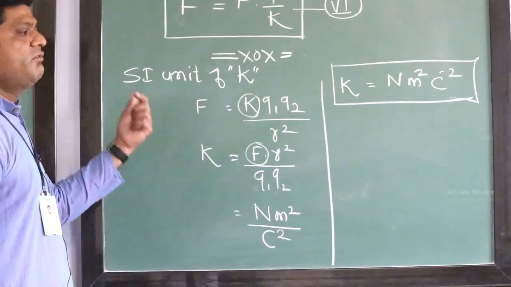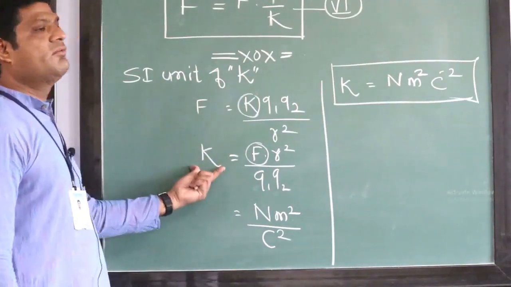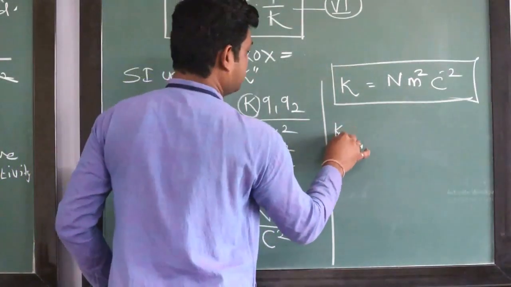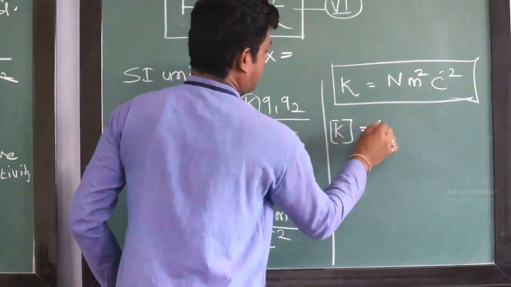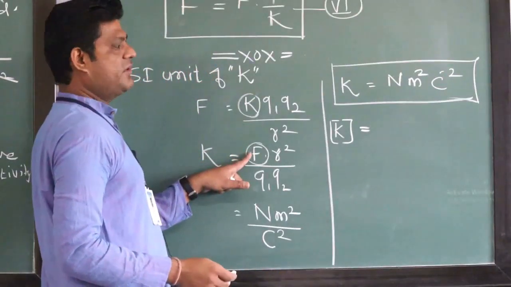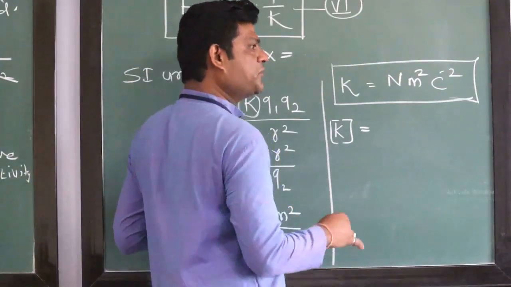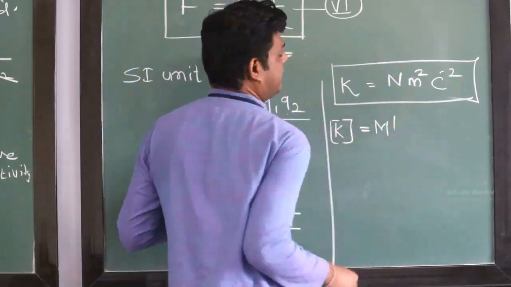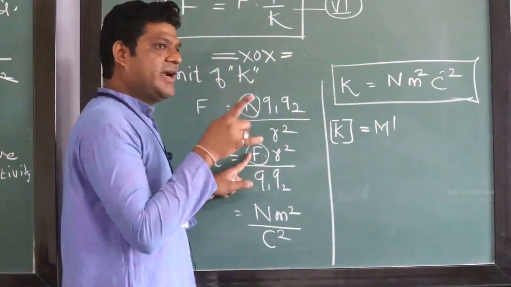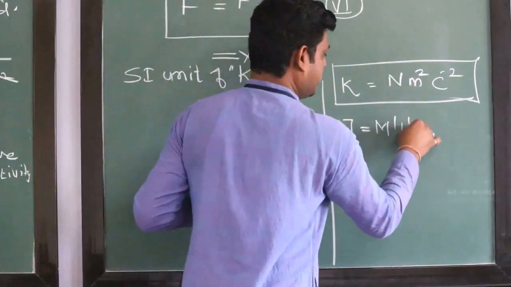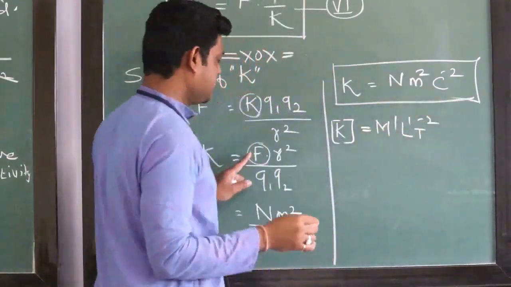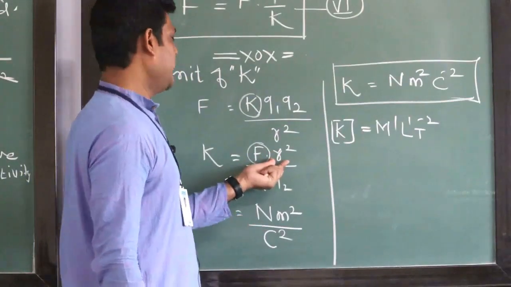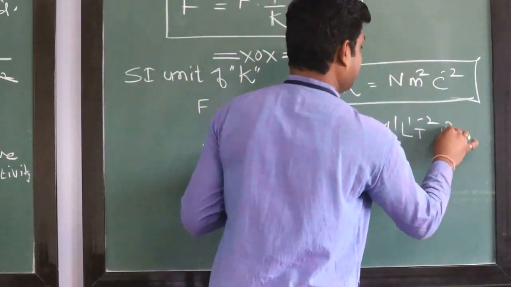Now we are going to find the dimensional formula for K using this equation. What is the dimensional formula for F? That is equal to mass into acceleration. For the mass, we write M raised to 1. For the acceleration, we write L raised to 1, T raised to minus 2. This we have studied in standard 11. Distance is measured in length, so we write L square.